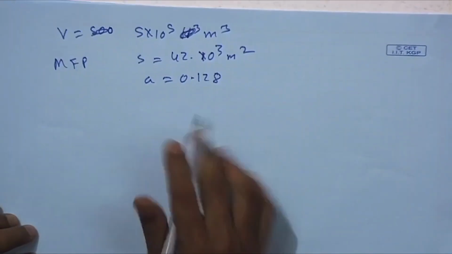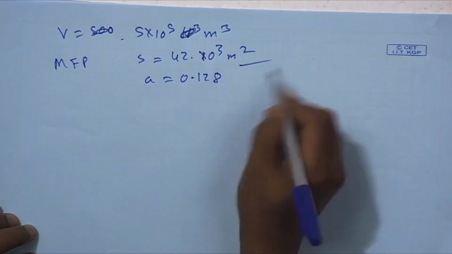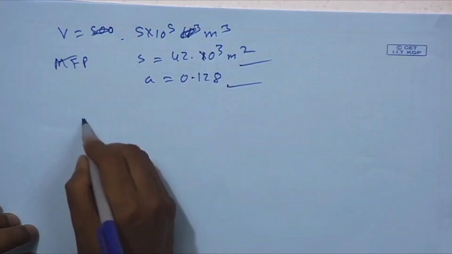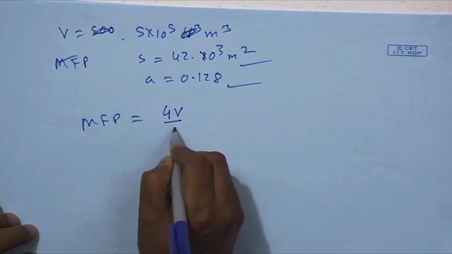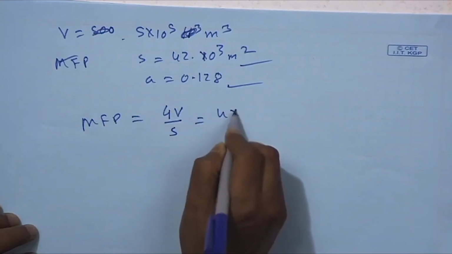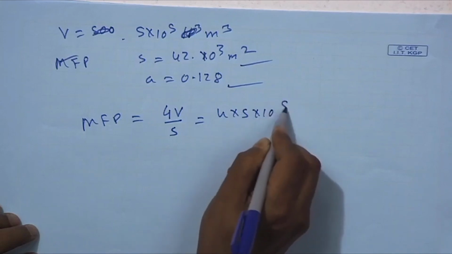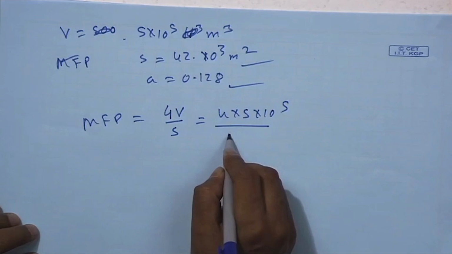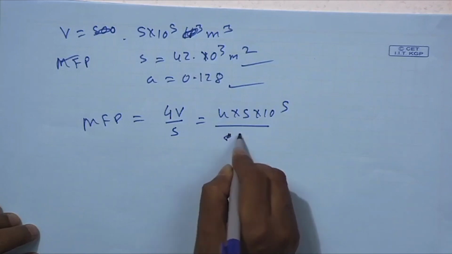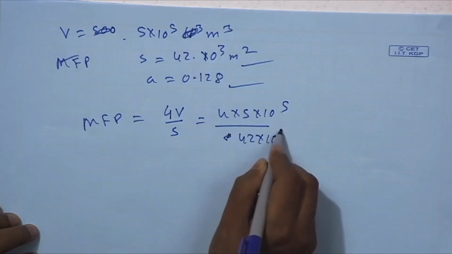Okay. So, V is given, S is given, A is given. What is the MFP? It is 4 V by S. So, 4 into 5 into 10 to the power 5 divided by S. S is 42 into 10 to the power 3.